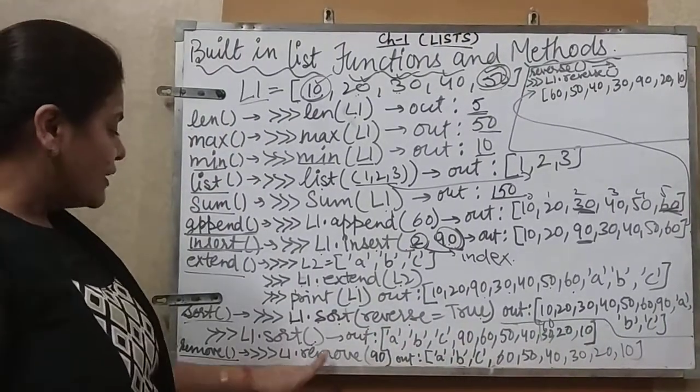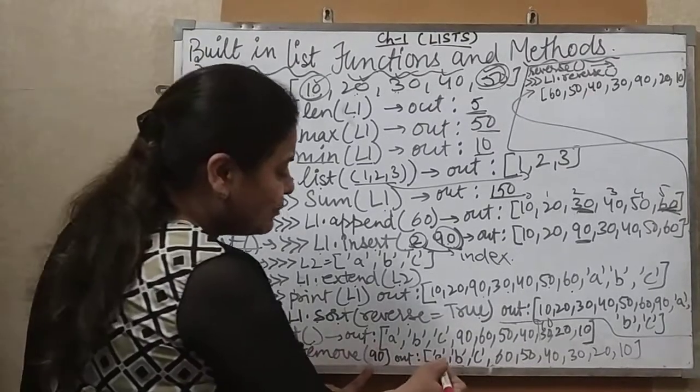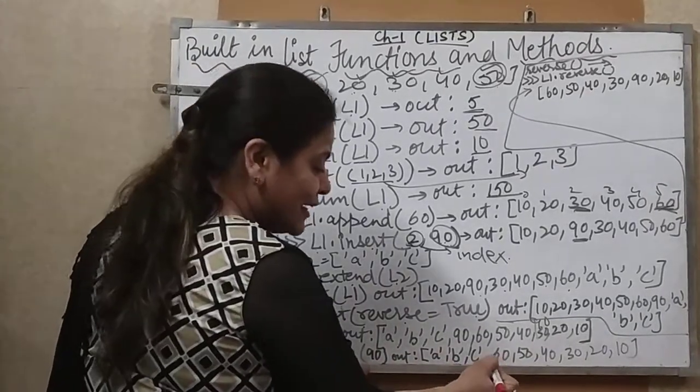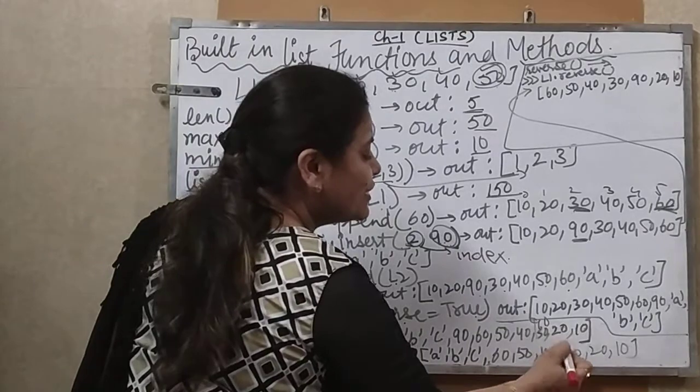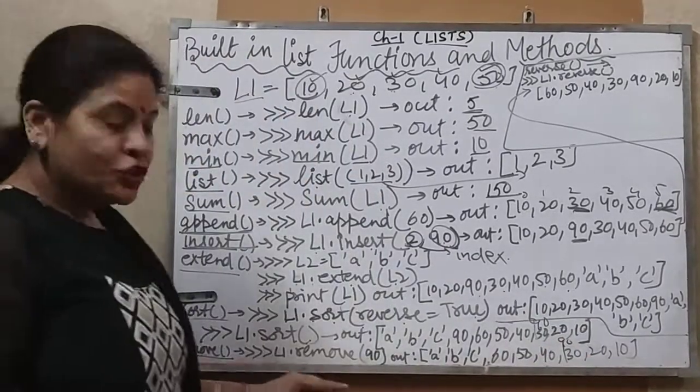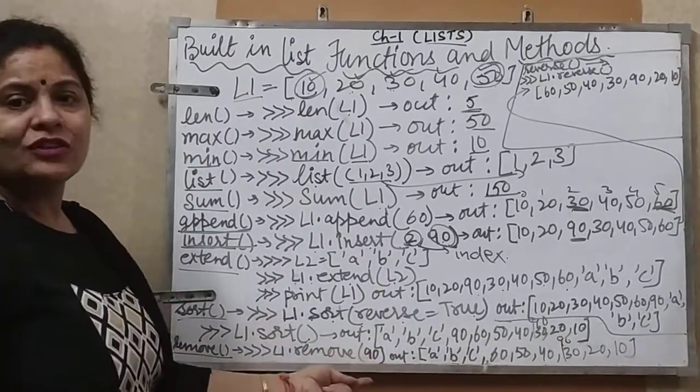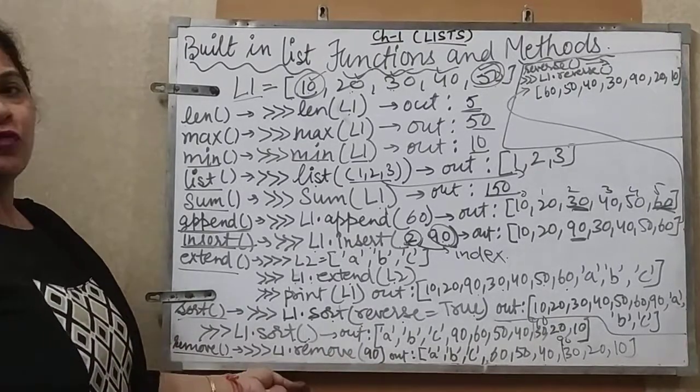If I say L1 dot remove 90, then it will display the value as A, B, C. 90 यहाँ वाला remove हो जाएगा और यहाँ वाला जो 90 था वो मेरा as it is रहेगा. So remove function क्या करता है, first occurrence of the element will be removed from my list.